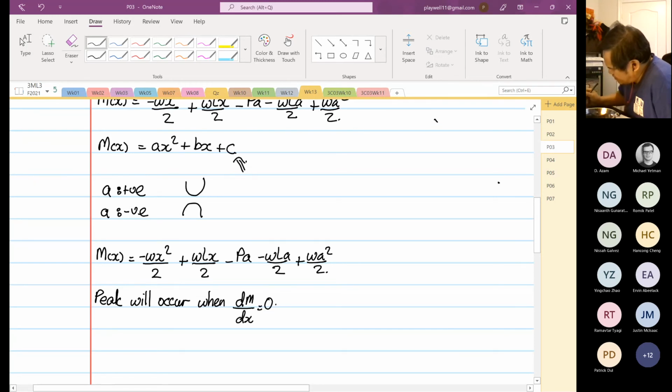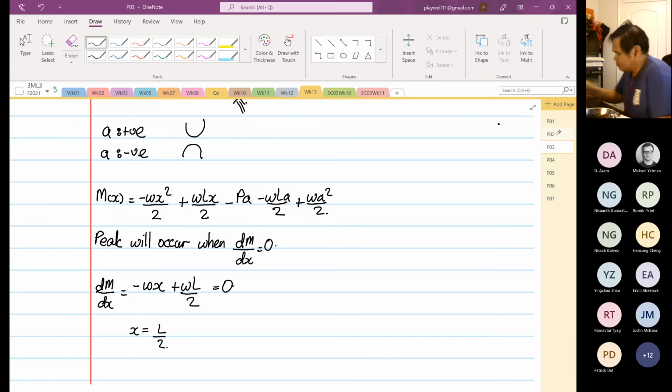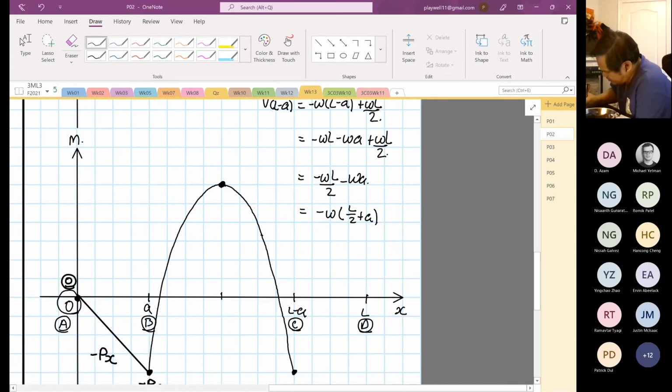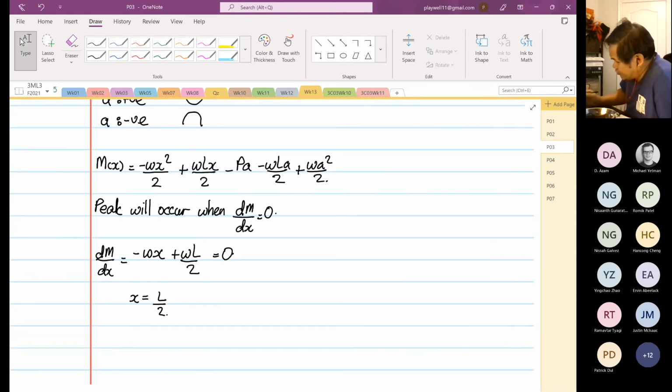Okay, so you differentiate the equation, right? So dm over dx is equal to, differentiate this, minus omega x plus omega L over 2. The rest got no x, is equal to 0, right? So therefore, x is equal to L over 2. So mathematically, we know that the peak is going to be at L over 2.